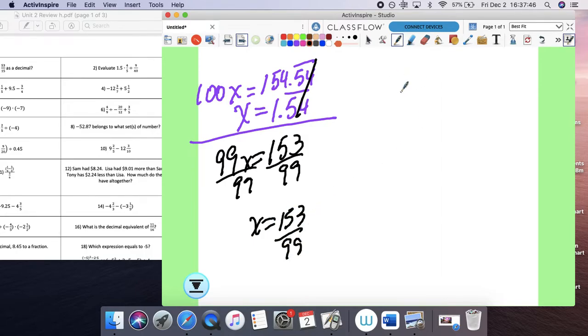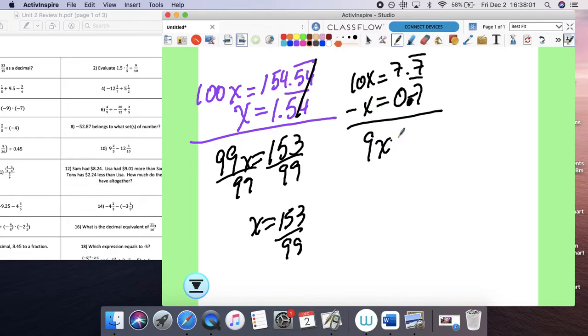99. 0.7 repeating, x equals 0.7 repeating. Multiply both sides by 10, we got 10x. And on top, we got 7.7 repeating. Subtract. 10x minus x is 9x. The repeating parts go away. I'm left with 7. Divide both sides by 9. X equals 7 over 9.